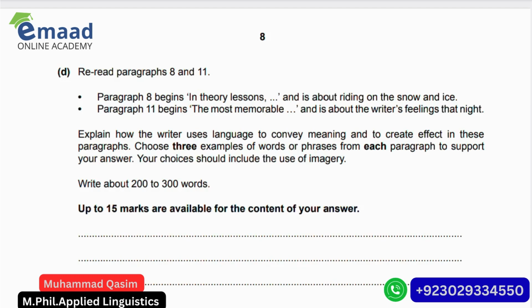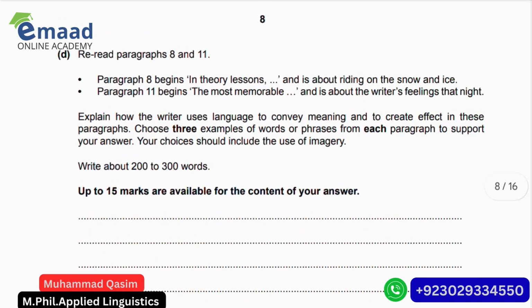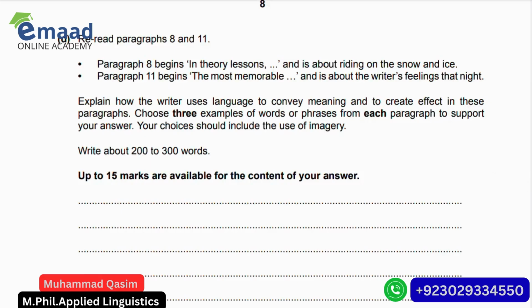You have to analyze paragraph 8 and paragraph 11 completely. Then you have to pick some examples there and explain how the writer uses language to convey meaning and to create effect in these paragraphs. You have to give three examples of words or phrases from each paragraph to support your answer. So you need to give three examples from paragraph 8 and three from 11. So in total, six examples you have to give.